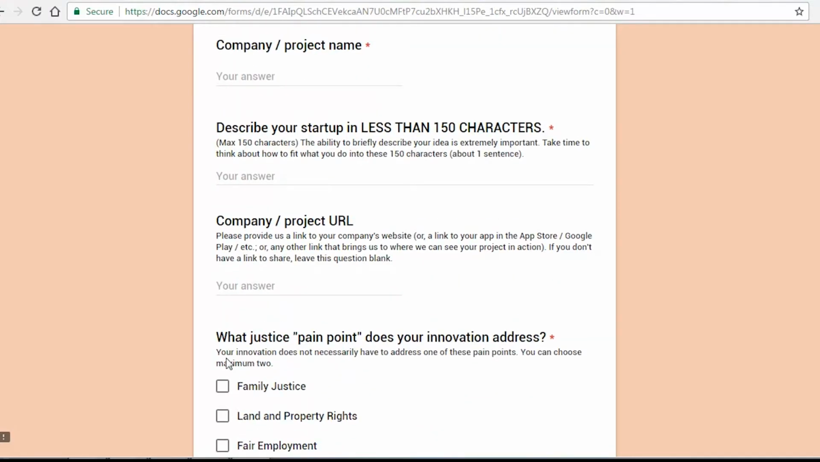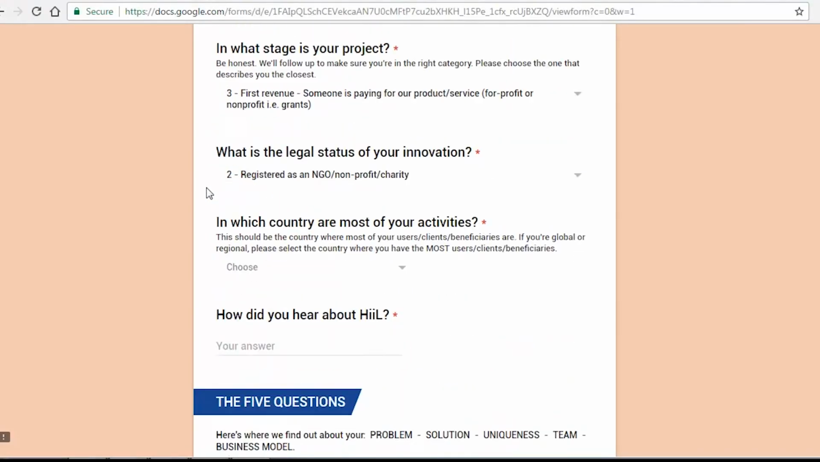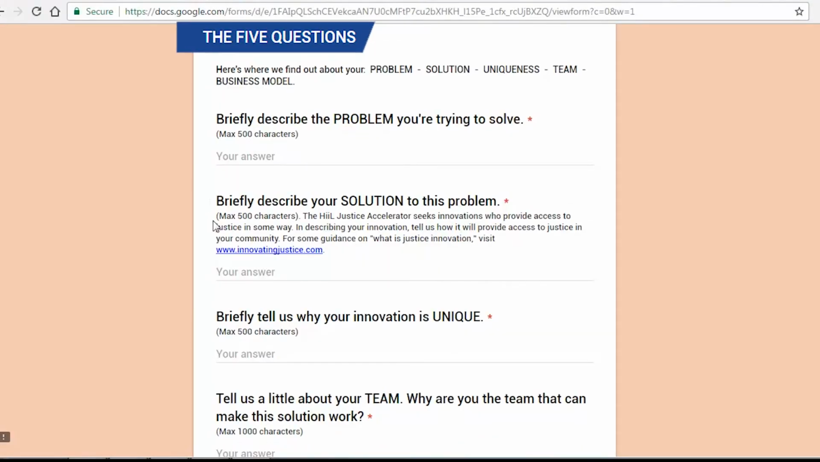I do want to draw your attention to one question in the first part, which is to describe your startup in less than 150 characters. Now this is a tough one. We even found it tough to do this for the accelerator. But make sure you take your time here and work with your team to come up with a 1-sentence summary of what your idea or innovation hopes to achieve. This is important not just for this application, but to be able to tell anyone you walk up to on the street what it is that you do.